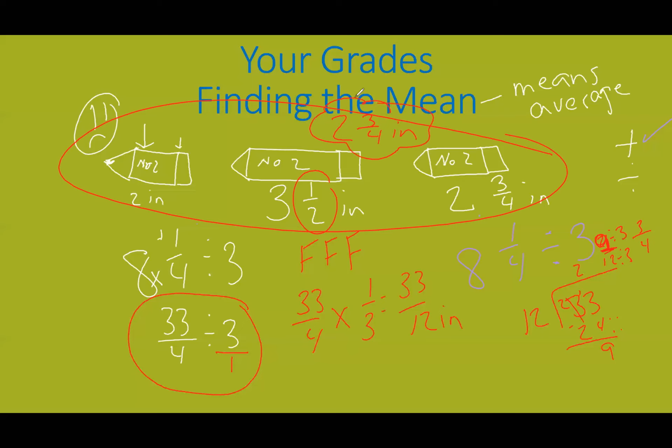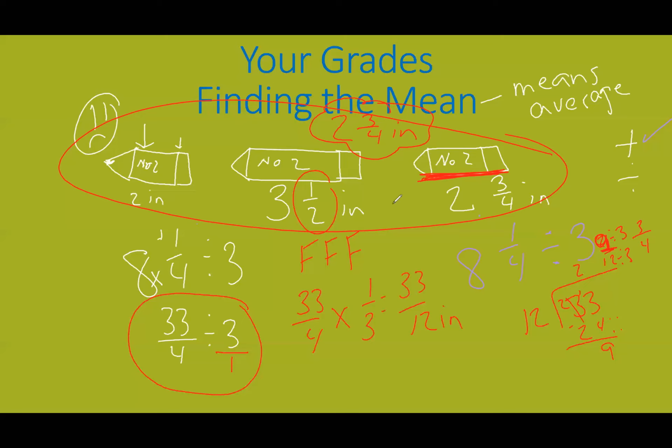So the average is 2 and 3/4. So the average is actually one of these. That's kind of interesting that that worked out that way. 2 and 3/4 is going to be the average length. Now that doesn't say that every single one is the average. That just says that pretty much most of the pencils are about that length. That's what it means when we say average.